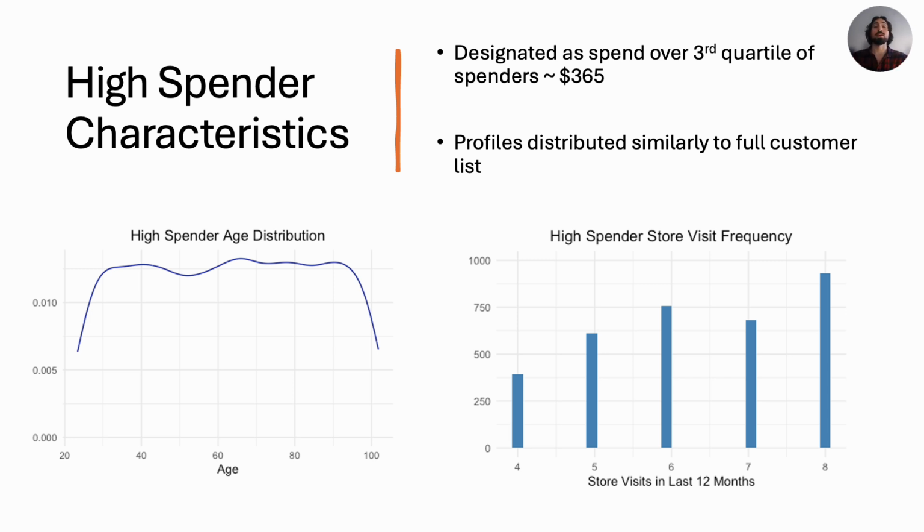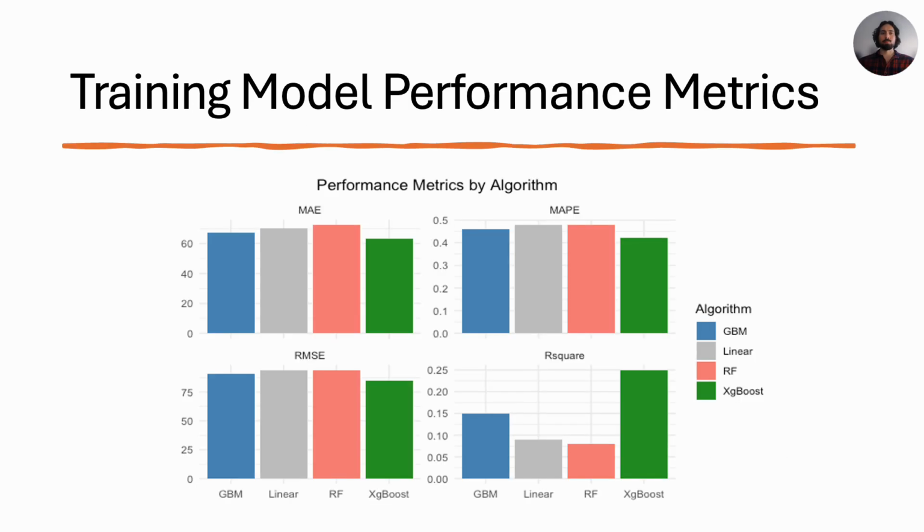For instance, age and store visit frequency were almost identical to the full sample of customers. We further looked at education, location, home value, and a few other variables and noted that they were all very similar to the full sample of customers. Moving on to our modeling process.